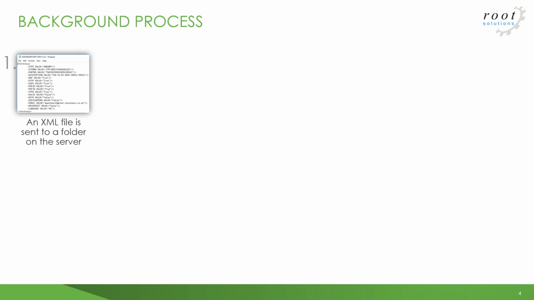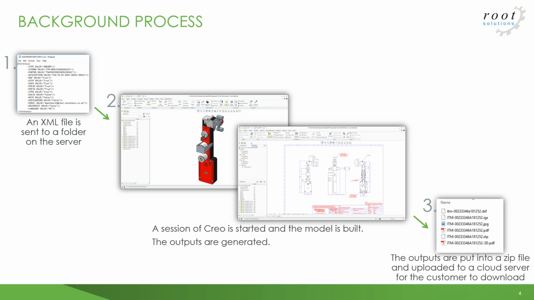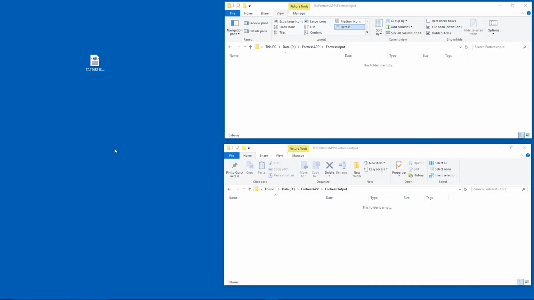In the background, an XML file is sent to a folder on the server. This then triggers a session of Creo to be started and the model to be built and the outputs generated. The outputs are then put into a zip file and uploaded onto a cloud server for the customer to download. So let's have a look at that background process.